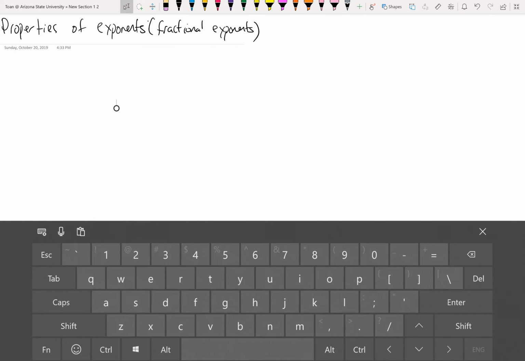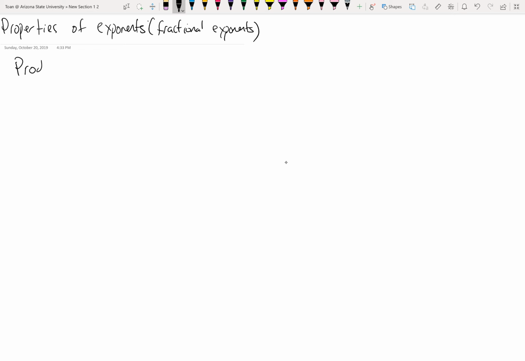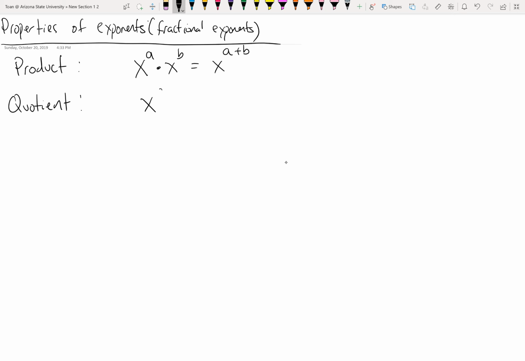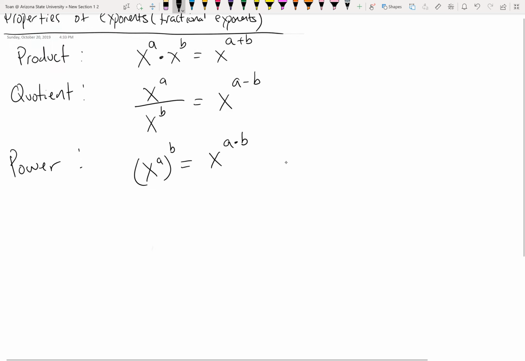The first one we typically talk about is the product property, which says if you have like bases and you're multiplying, you can merge them together as long as you add the exponents. We have the quotient property, which says the exact opposite. If you have like bases and you're dividing, you can merge them together by subtracting the exponents, top minus bottom. You have the power property, which says if you see exponents outside a set of parentheses, you can distribute or multiply the outside exponents to the inside exponents.